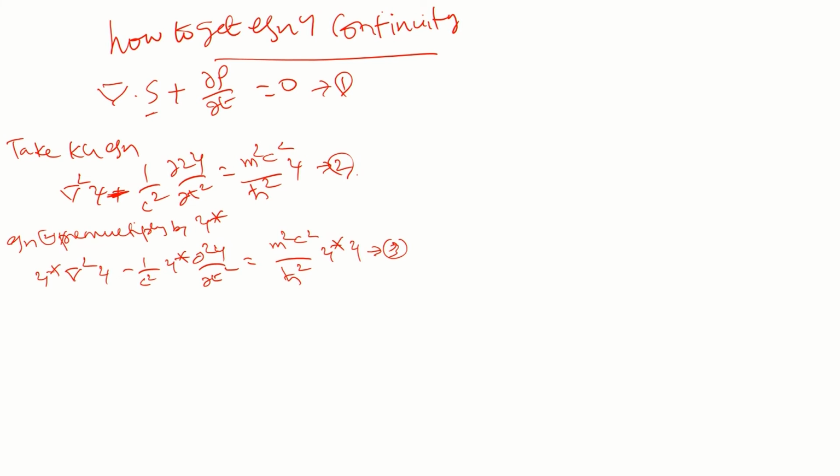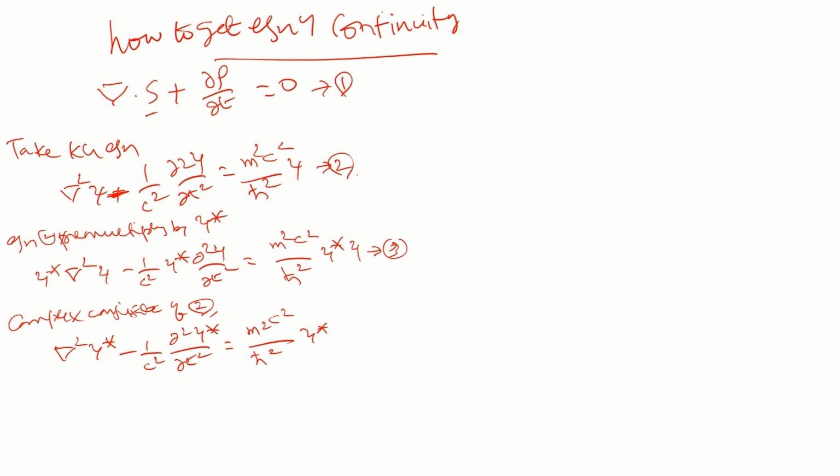Now writing the complex conjugate of equation 2. For the complex conjugate, you have to change ψ to ψ*. The complex conjugate of 2 is ∇²ψ* − (1/c²) ∂²ψ*/∂t² = (m²c²/ħ²) ψ*. It is a complex conjugate. Now let it be equation 4.